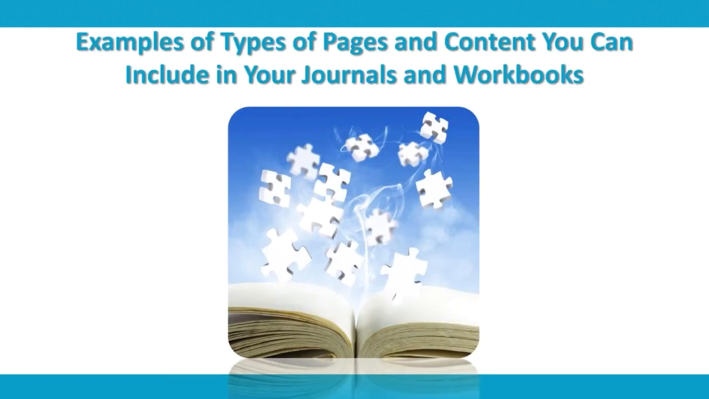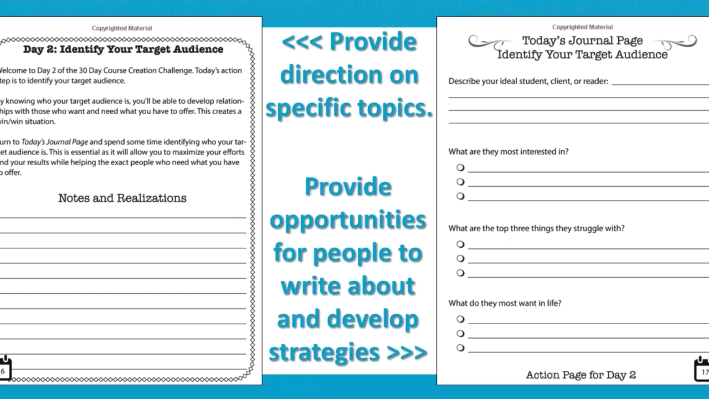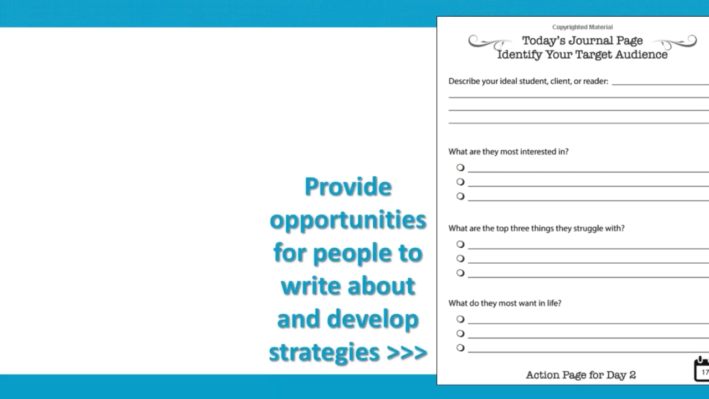So here are some examples of types of pages and content that you can include in your journals and workbooks. On the left-hand side, you can provide direction on specific topics. And then it's always nice to have a notes section so people can record their ideas and their notes. And then on the right-hand side, you can provide opportunities for people to write about and develop strategies.